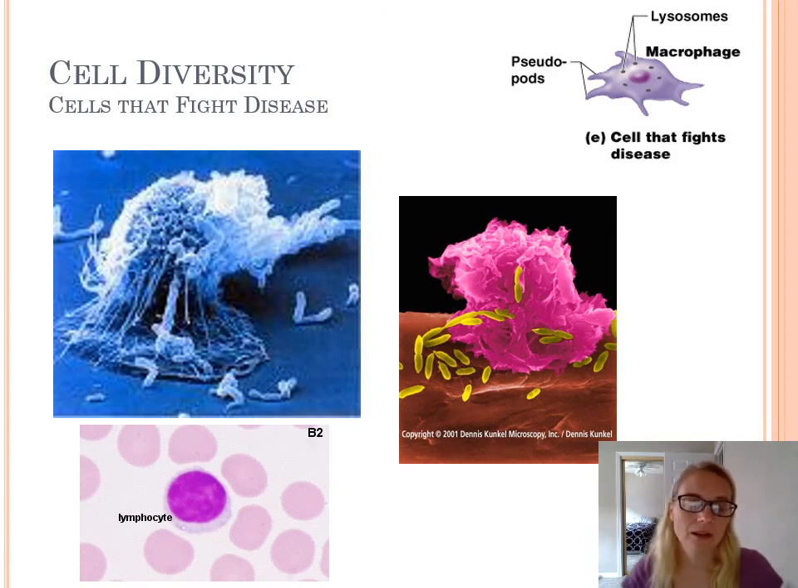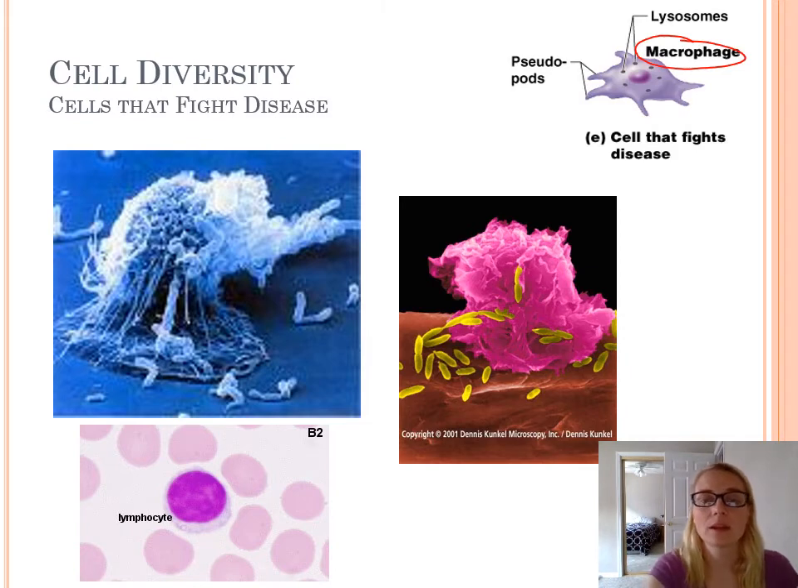All right, the next one is cells that fight disease. So these are your immune cells, and these are going to be part of your blood, which is part of your connective tissue, if we're going to put it in one of those 4 categories. But they really are unique in that they have some really cool properties. Some of them are phagocytic, like this guy right here. Phagocytic means to eat other cells.